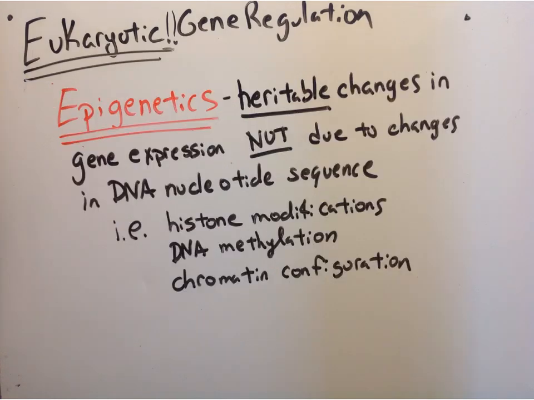Both DNA methylation and histone modifications are examples of epigenetics, heritable changes in gene expression that are not due to changes in the DNA nucleotide sequence, not different alleles, not mutations, but those chemical modifications that change gene expression.